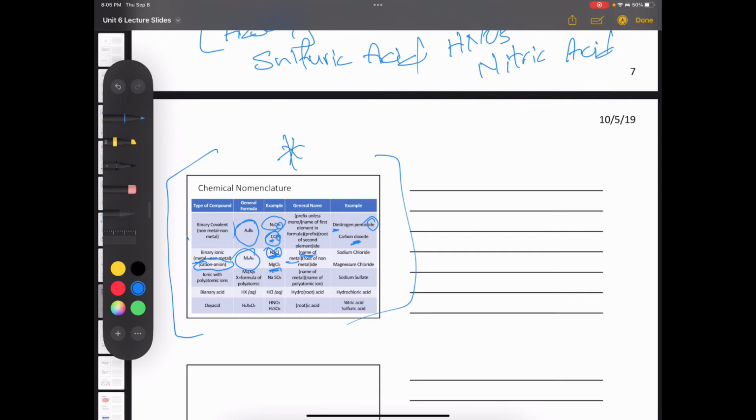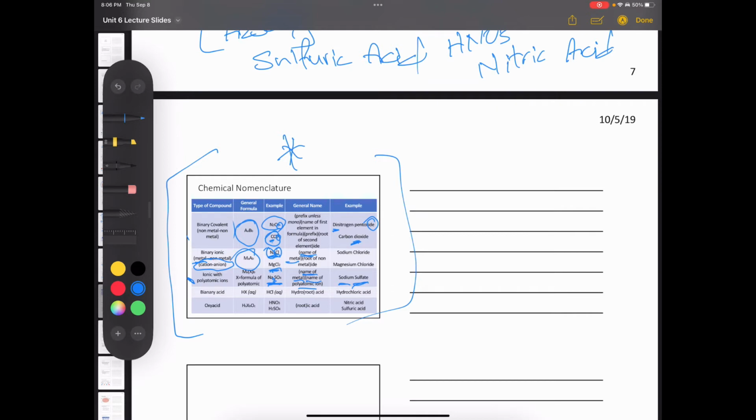When it comes to the binary with polyatomic ions, that's the formula, where X is the formula of the polyatomic ion, something like Na2SO4. What you need to do is write the name of the metal, which is sodium, and then the name of the polyatomic ion, and that's relatively easy. So it's sodium sulfate, okay, and there should be a 2 down here.